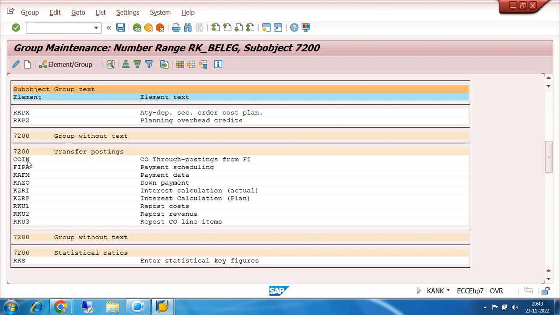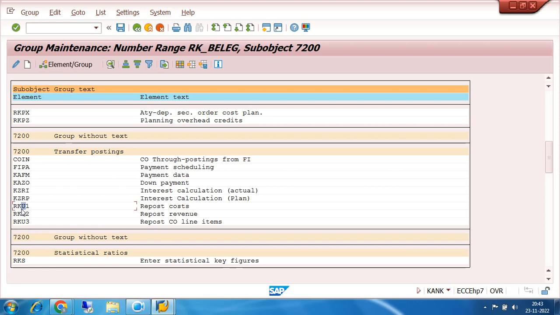These are the SAP defined names. COIN means CO through posting in FI. What does it mean? Suppose we pass an expenses account in FI, that is automatically passed on to the costing. When that is passed on to the costing, that is saved in a transaction type which is called COIN, right?